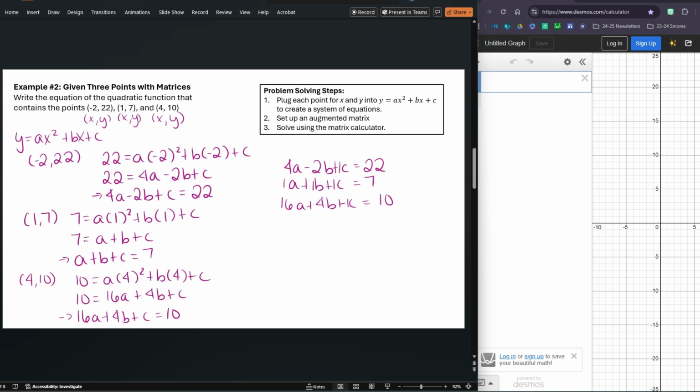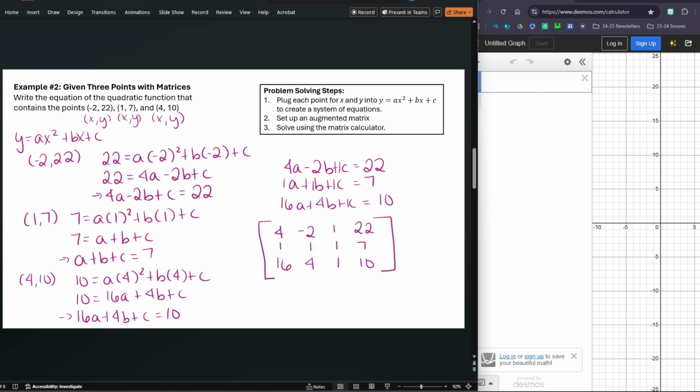And you can see I can represent the system with this augmented matrix, right? So I have 4, 1, 16 in my first column. Second column, negative 2, 1, 4. Third column would be 1, 1, 1. And then I have my column with the solutions. So I have 22, 7, and 10.